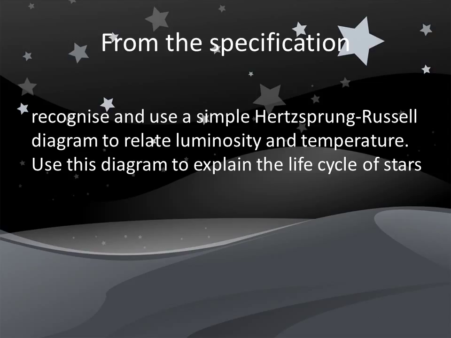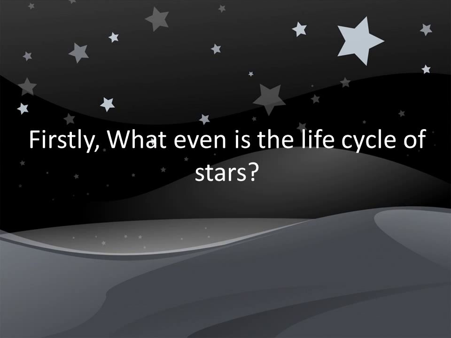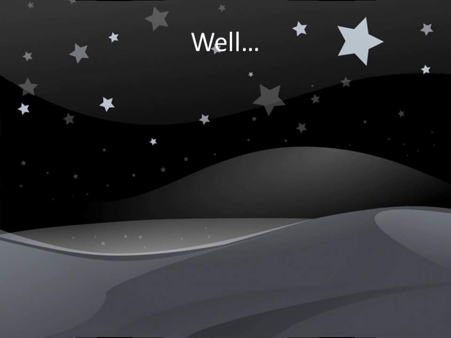It seems pretty straightforward, but firstly, what even is the life cycle of stars? Well, simply put, the life cycle of stars just shows the different stages in stars' existence from birth till death. And the model looks a little bit like this.